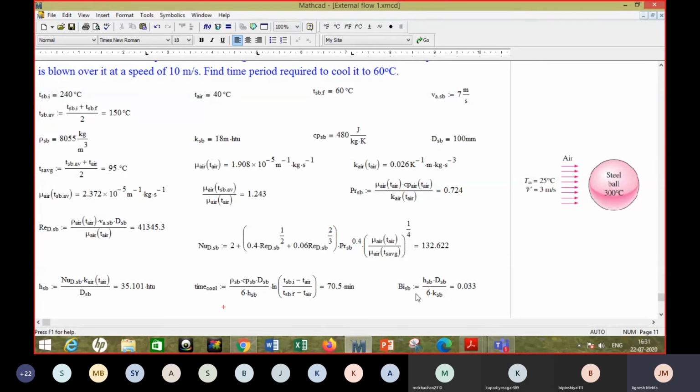Now here, as you will study again in transient conduction, there is one number, the Biot number, which is important, and whose value should be low. Only then can you assume that the whole sphere is at the same temperature. That is the lumped capacitance method. But I'm not going into that. Our main interest was to get the heat transfer coefficient here, which is 35.